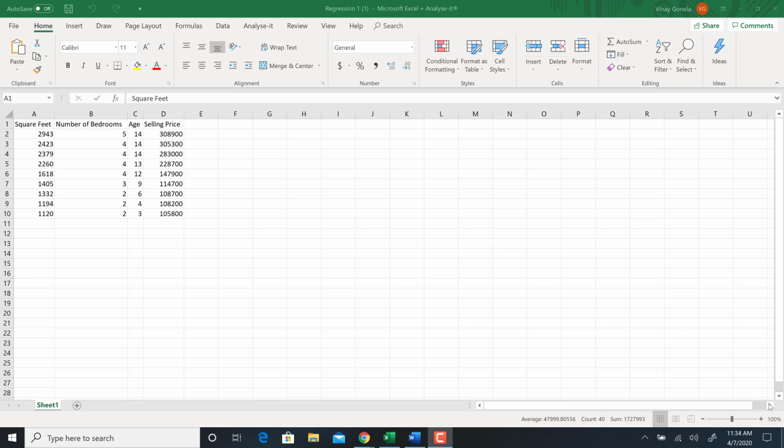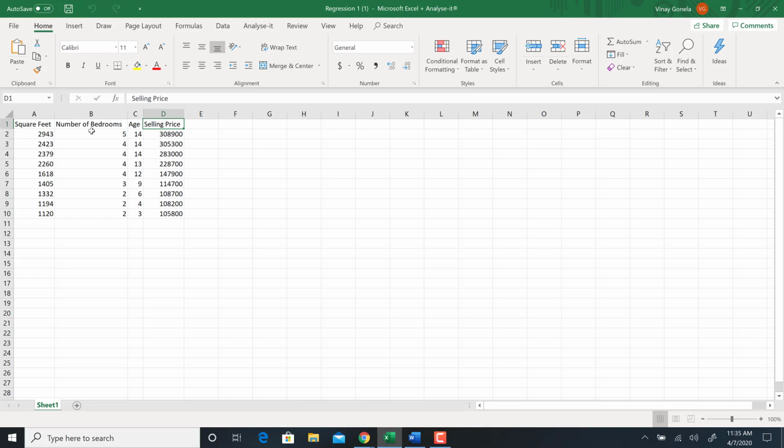Hello class. In this lecture I will try to solve a problem on multiple regression. So here is the question I have, in which I have four variables. The first variable is square feet, the second variable is number of bedrooms, the third variable is age, and the fourth one is the selling price. If you have such a question, this is mostly related to house price.